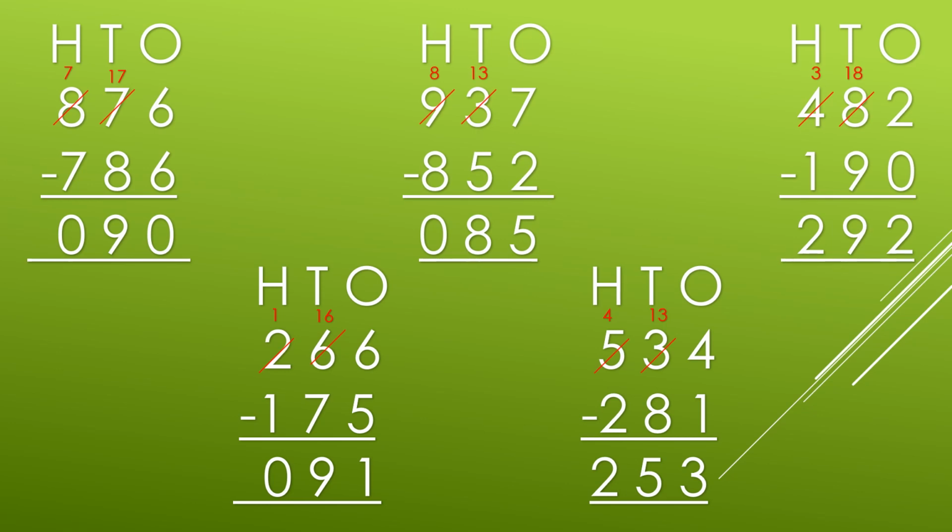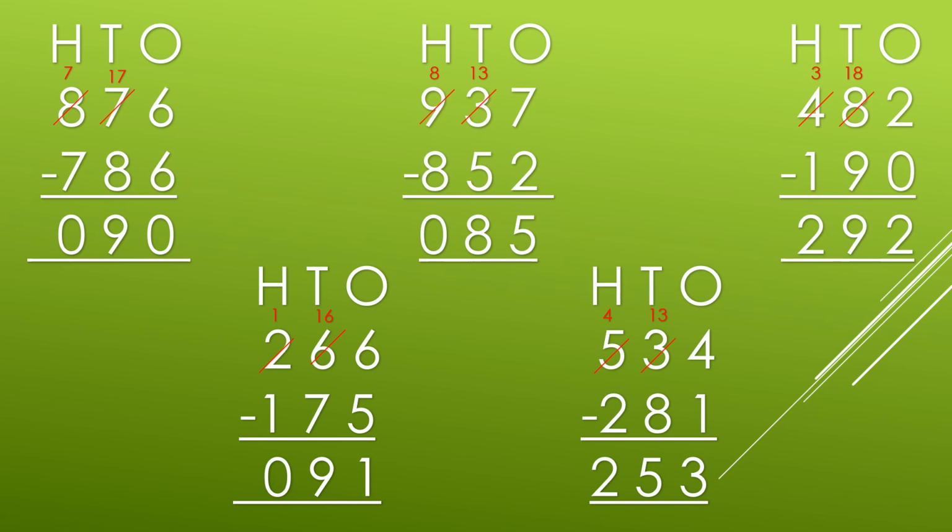Next example is 482 minus 190. 2 minus 0 is equal to 2. Now, we cannot subtract 9 from 8, so we will borrow. 4 becomes 3 in hundreds place and 8 becomes 18 in tens place. So 18 minus 9 is equal to 9 and 3 minus 1 is equal to 2. So answer is 292.